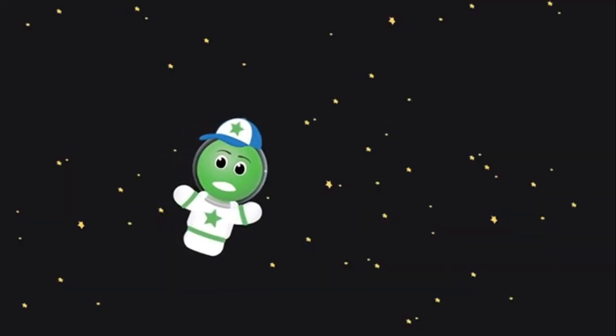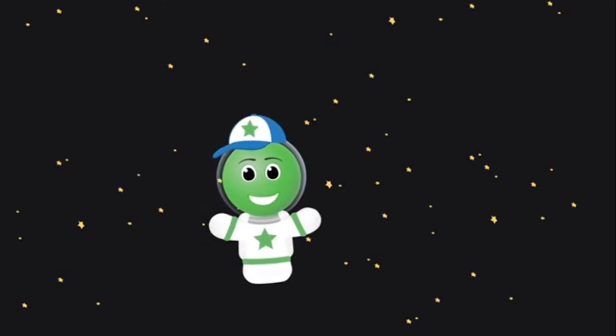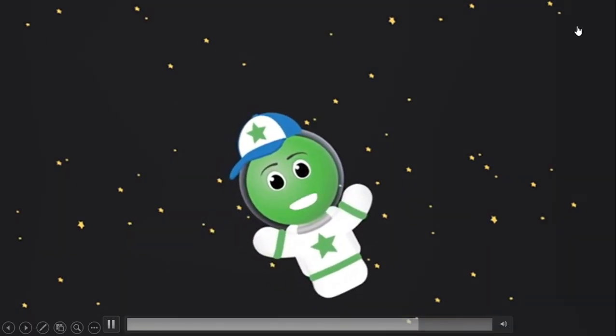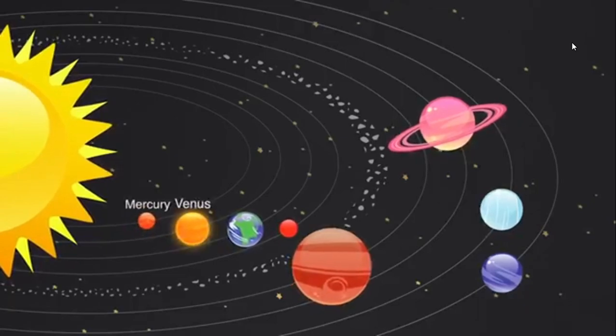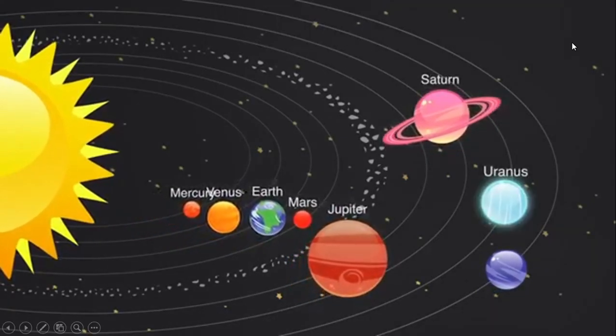Okay, get ready. We're gonna say all the planets really, really, really fast. Can you keep up? We're gonna say all the planets from the first to the last. Mercury, Venus, Earth, Mars, Jupiter, Saturn, Uranus, Neptune.